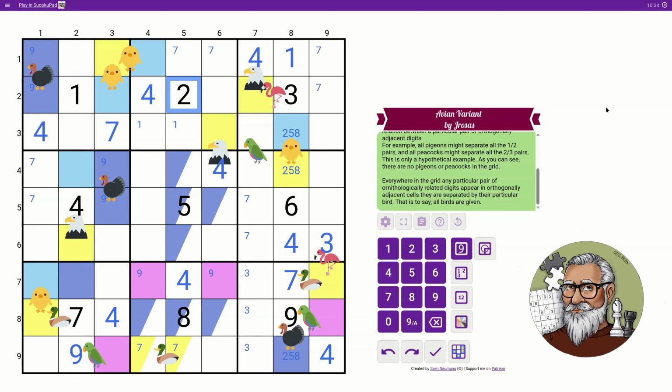Oh, this one can't be 2, obviously. Yellow can be 2, but right.